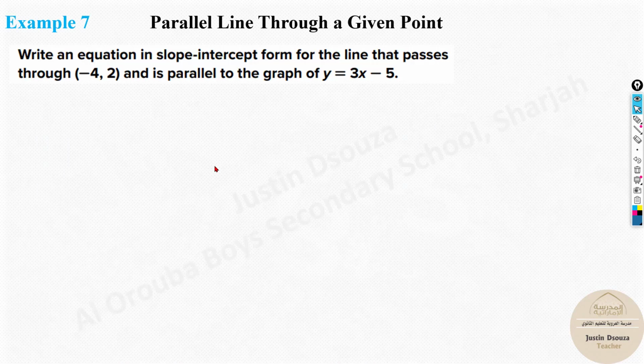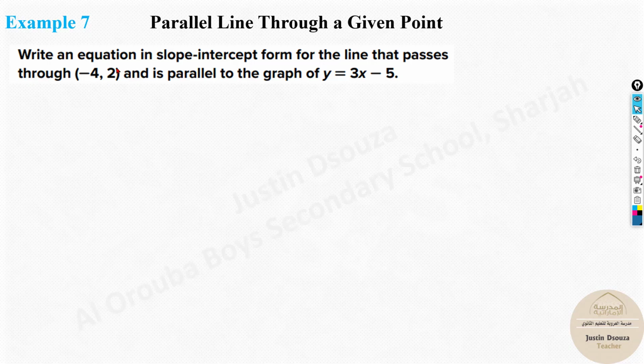Okay. So now we will see here a parallel line through given points. They have told us to write an equation in slope-intercept form for the line that passes through these points, and this is the equation. So now, don't think this is the final answer. No, we need to write a new equation of a new line, not this line at all. The y-intercept for this line won't be minus 5. It's something different. Because it passes through minus 4, 2, this is the only detail we have for the new line.